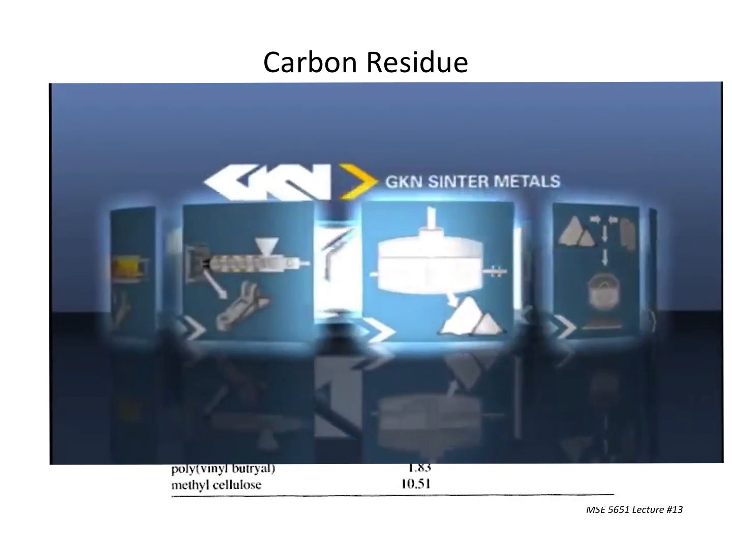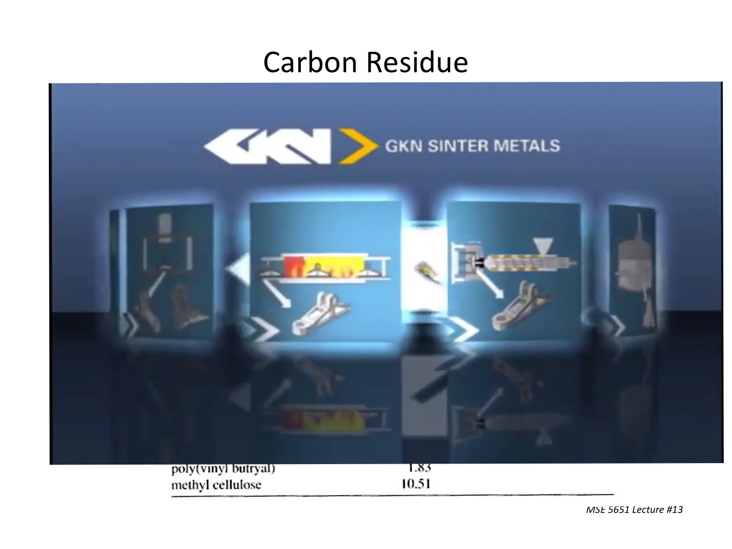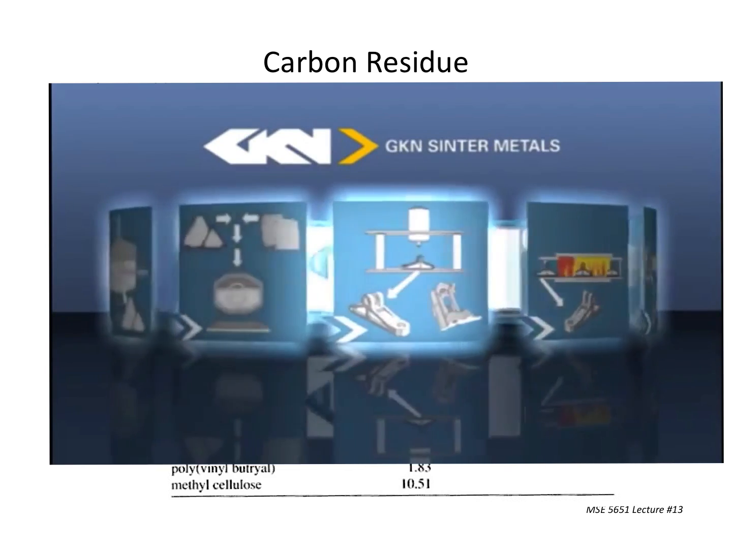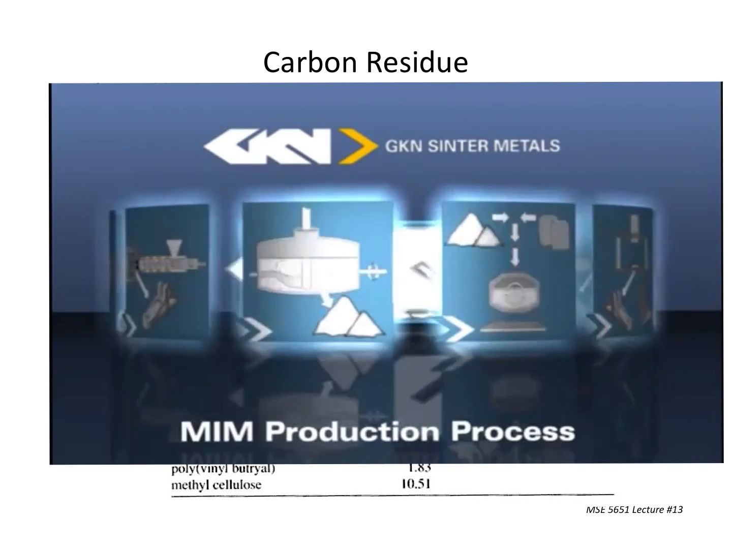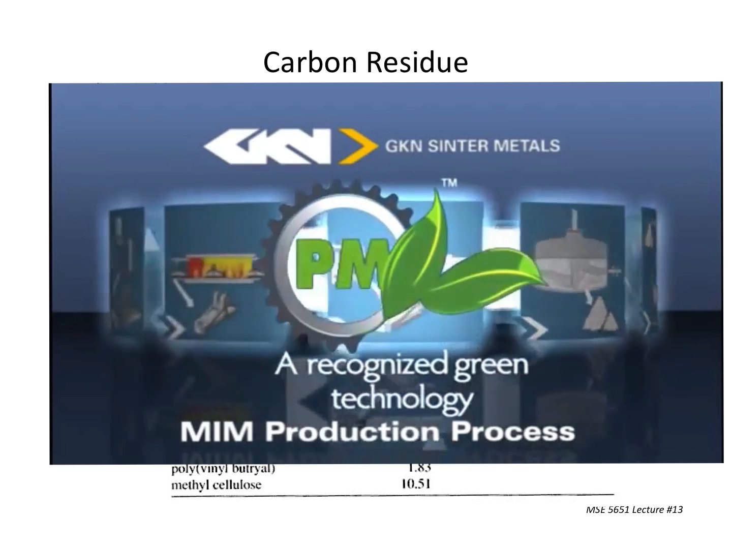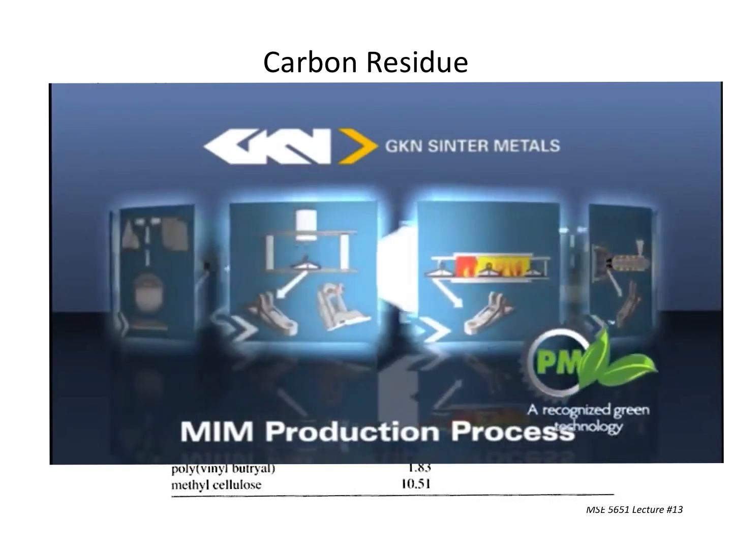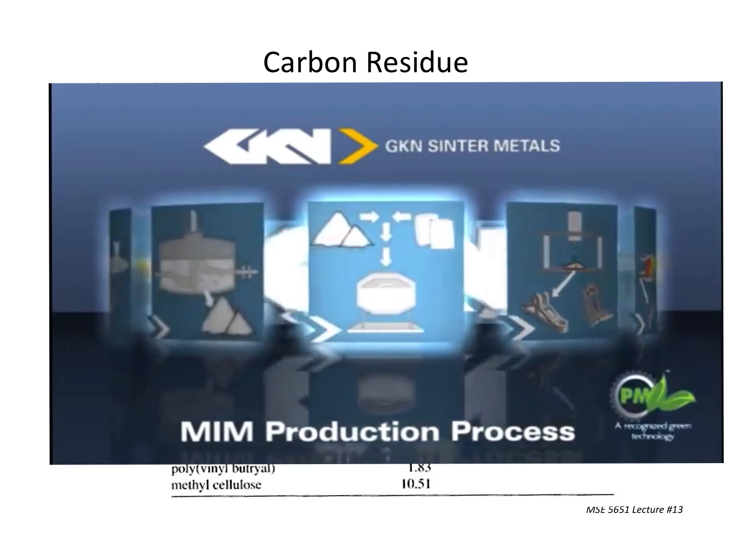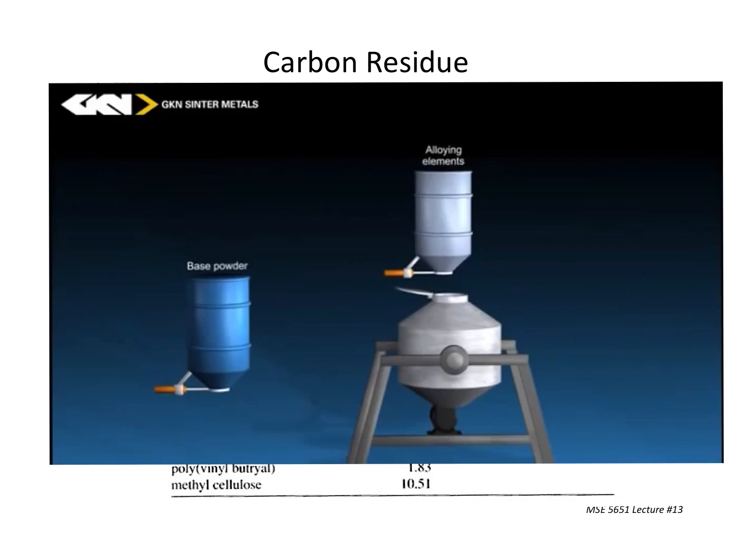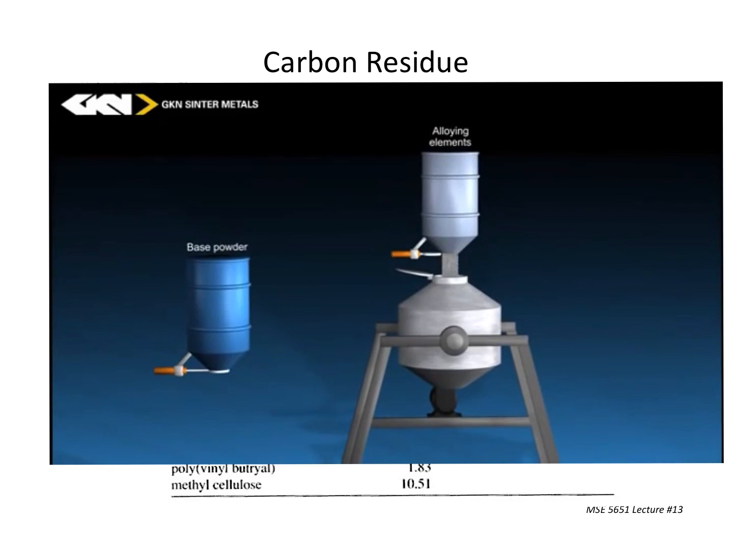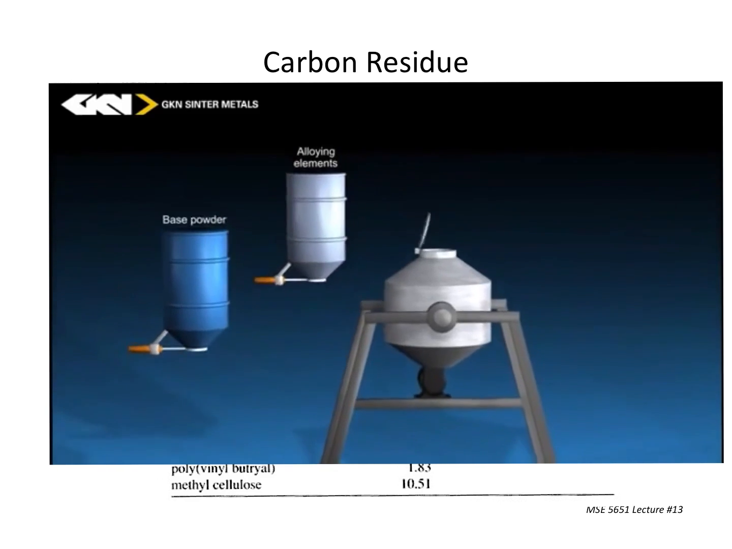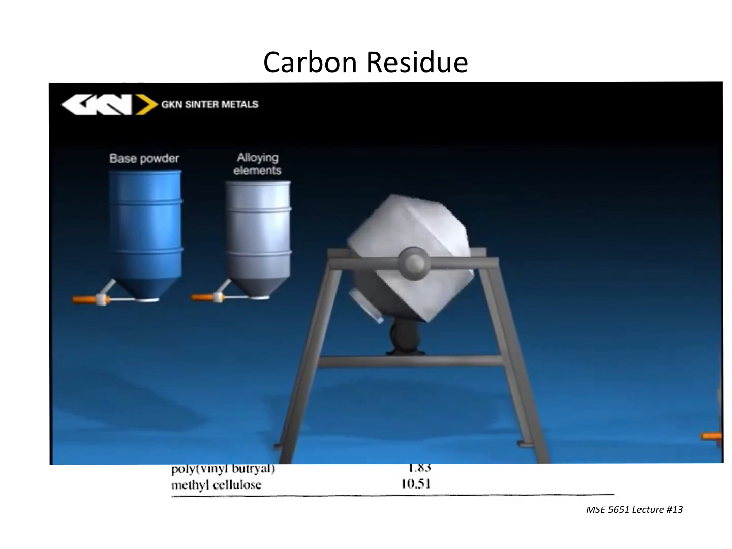Noise. So obviously these guys make a lot of things, sintered metals and so forth. What we're looking at here is the process of production from their eyes, and it's surprisingly well done in terms of what it shows you. So we have the base powder, we have the alloying elements, and they're going into this mixer, and that is mixing the two powders together.